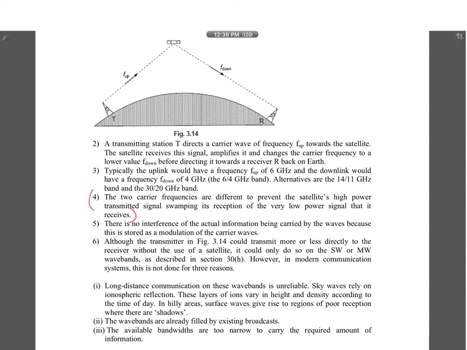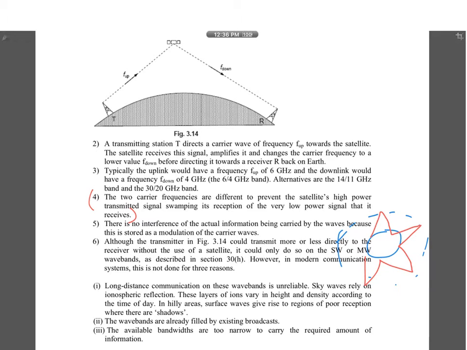Why? Because your sky waves rely on the reflection of the waves at the layer of ionosphere. If this is the Earth, this is a layer of ionosphere. The ionosphere is another layer of the atmosphere. The atmosphere has multiple layers, and the ionosphere is the charged layer. If the signal is sent up here and bounces back, theoretically we can go worldwide. But why don't we use them? Why is it considered unreliable?